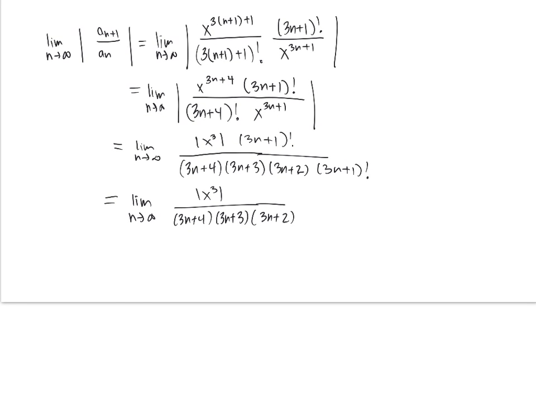Oh, I forgot to try my 3n plus 4. But this is a constant and the denominator is going to infinity, right? So a number divided by infinity makes 0. So 0 is less than 1 always. So your radius of convergence is infinite, and your interval of convergence is all real numbers.